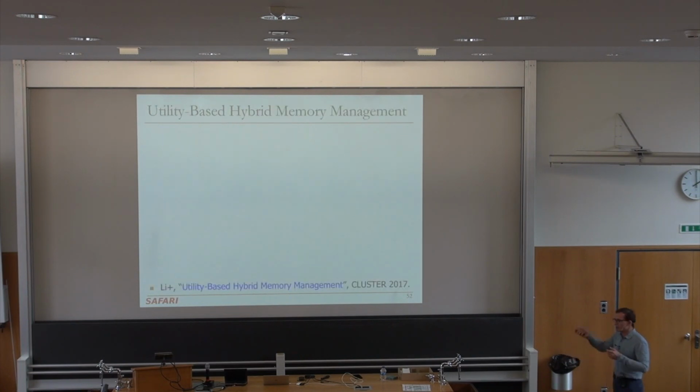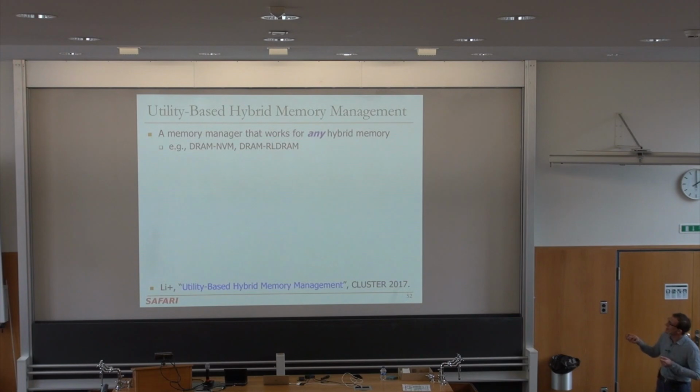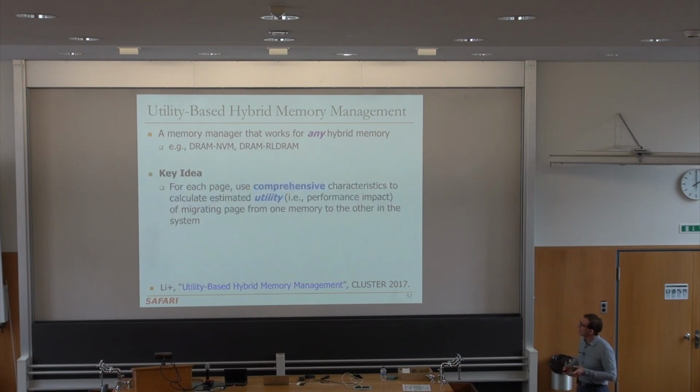Okay, so the idea, I'm going to sketch the idea. It's called utility-based hybrid memory management. Essentially, the goal was to have a memory manager that works for any hybrid memory: DRAM, NVM, DRAM, PCM, DRAM, reduced latency DRAM, different types of DRAM. And the key idea is for each page, we use a number of characteristics, called comprehensive characteristics, to calculate an estimated utility or the performance impact of migrating the page from one memory to the other in the system.